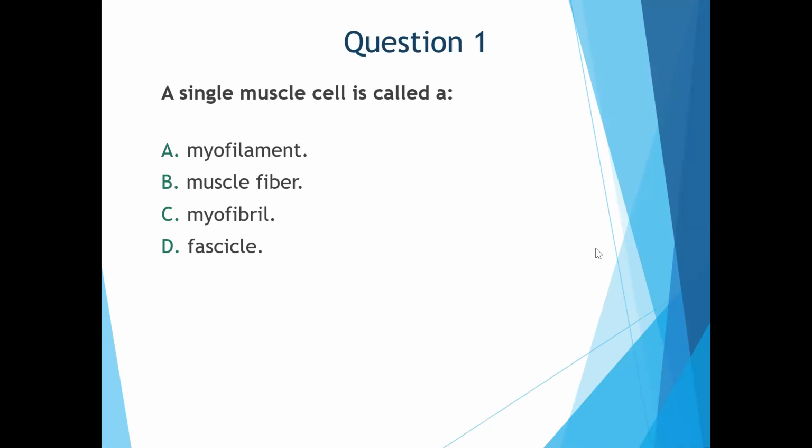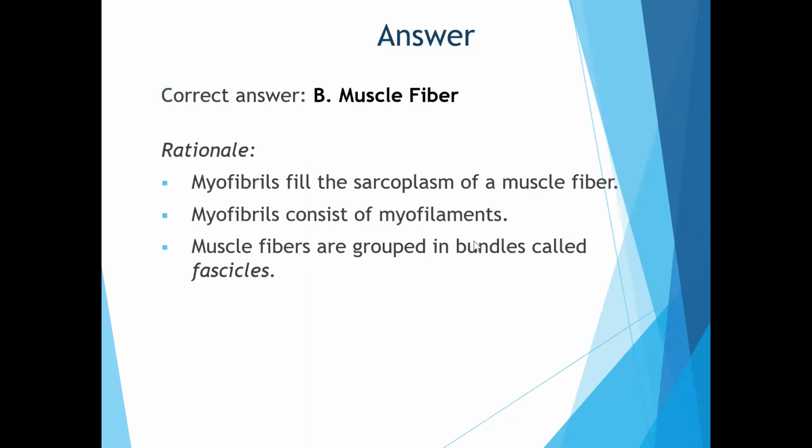Okay, so a single muscle cell is called A, myofilament, B, muscle fiber, C, myofibril, or D, fascicle. So take a second to think about this one. And the correct answer is B, muscle fiber. So muscle fiber and muscle cell are synonymous. Myofibrils are smaller scale than the fibers. That's what fills the sarcoplasm. Myofilaments are even smaller than the myofibrils, so that's our actin and myosin. And then those fibers are grouped into bundles. That's what we consider a fascicle.